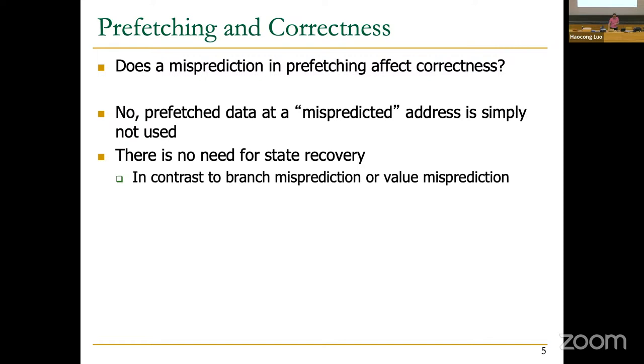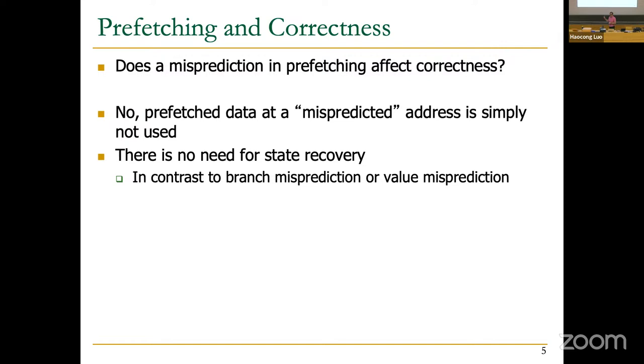With a branch misprediction or value misprediction, you need to recover the state because you mispredicted the instructions that you fetched or the data value that you used. So you actually did something wrong in the execution. And if you actually use those results, semantically your program will be incorrect. Here, there's no such thing. So keep this in mind.